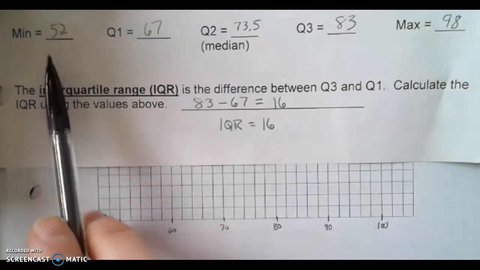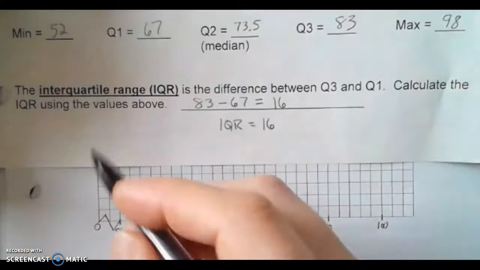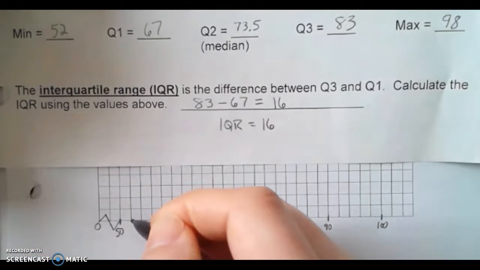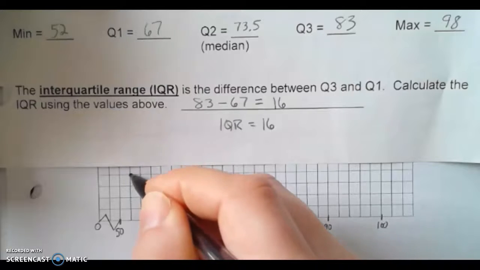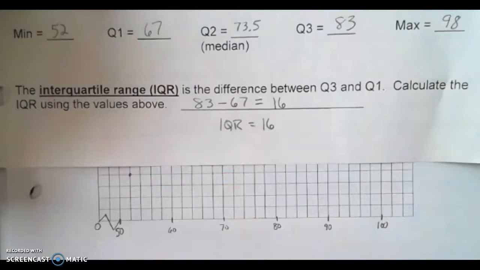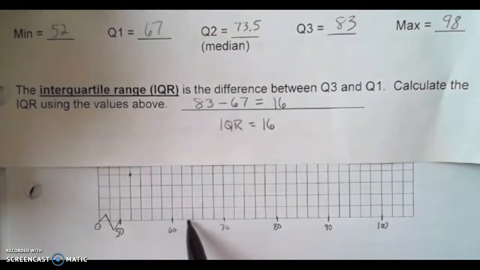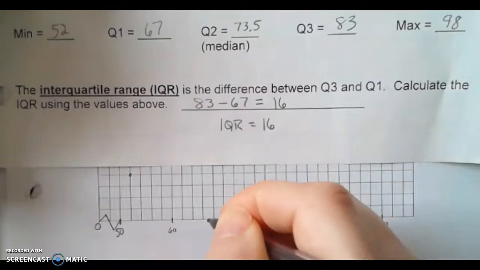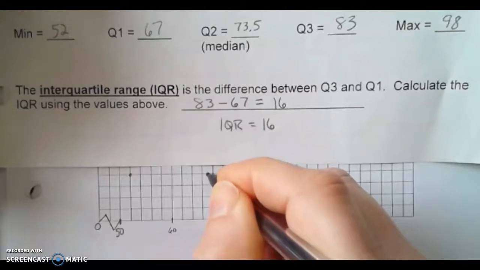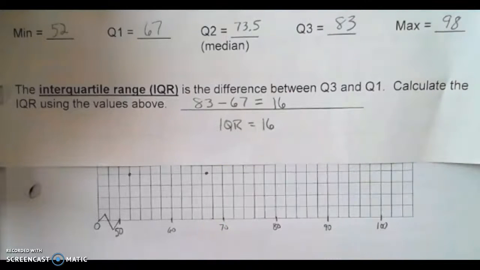Okay, so I'm going to start with the minimum of 52. Now this line is 50, meaning this line here is 52. So up here on this line, I'm going to put a little dot. There's where 52 would be located. Okay, 67, Q1, 60, 62, 64, 66, 68. In between these two lines would be 67. So halfway in between, and again, I'm going to put a little dot right up here on this line. That's where Q1 would be located.